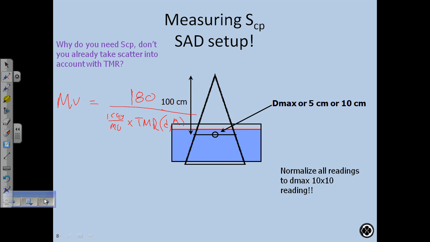And that's where SFCP comes in. So we need to multiply by SFCP. By the way, this is all in the denominator. We multiply by SFCP, and that's the field size dependent factor. Remember, TMR is always normalized to whatever field size you're taking your measurements at, so it doesn't account for differences in dose rate at Dmax. So this is where SFCP comes in.